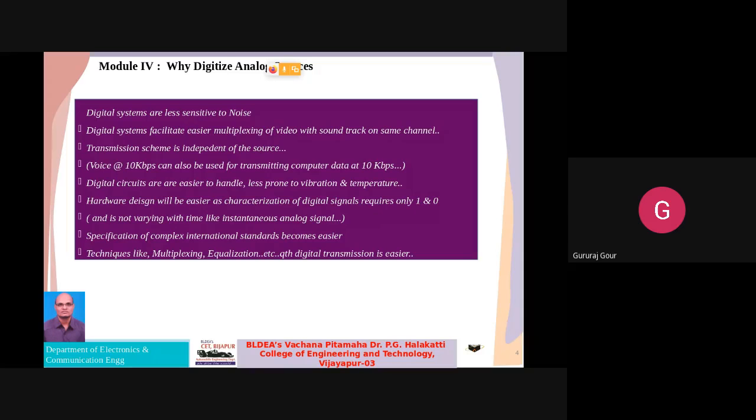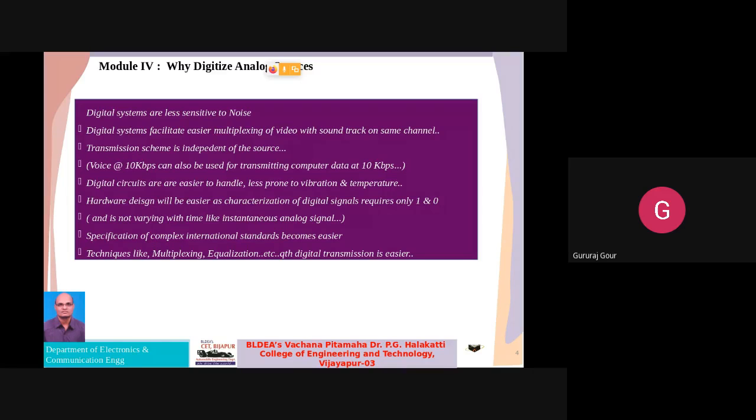So compared to all those issues that we have discussed about the noise impact in analog communication, to the maximum extent they are resolved in the case of digital systems. That's why we can say it is less sensitive to noise. It is an inherent property of digital systems. So this is a very important property, so that our whole communication process becomes immune to the noise.